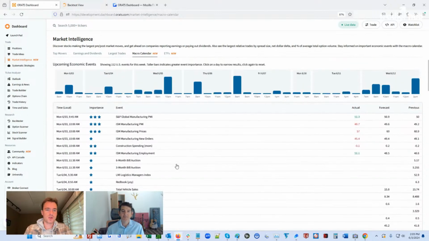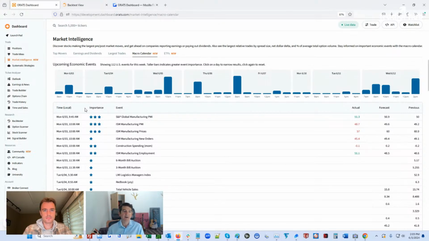When putting on a trade, it's important to look at these events and see, okay, is this something I should be aware of? Should I put a trade on after this event or before this event? Yeah, great overview. And it ties in really well with the zero DTE strategy that we're going to present today.